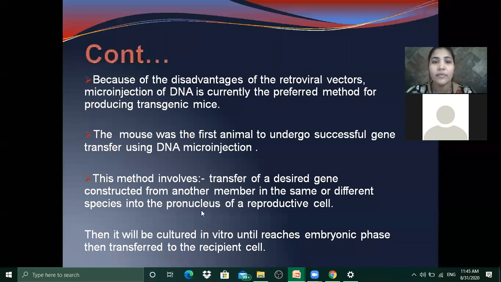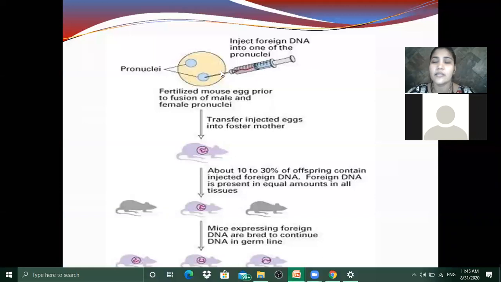Very simple method in terms of understanding, and this is the diagrammatic representation of the same. You inject the foreign DNA into one of the pronuclei. You can do it in the male or in the female, in the fertilized mouse egg prior to the fusion of the male and the female nucleus. So you have to do that before they are fused. One of the nuclei receives the foreign DNA injection. Then transfer the injected egg into the foster mother. The pseudo-pregnant mother can also be called a foster mother.